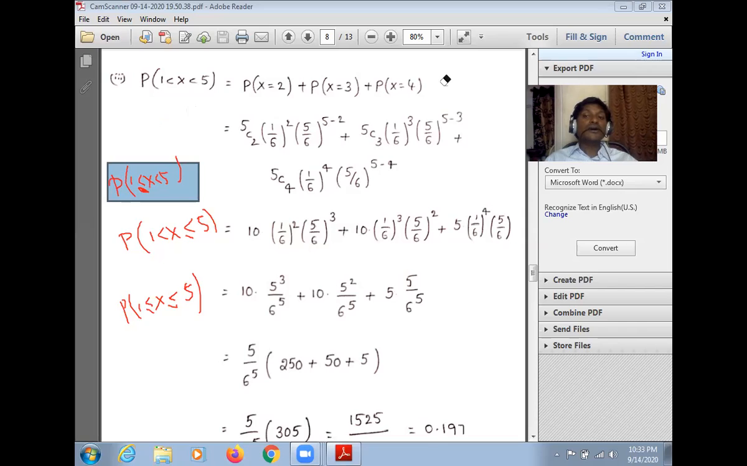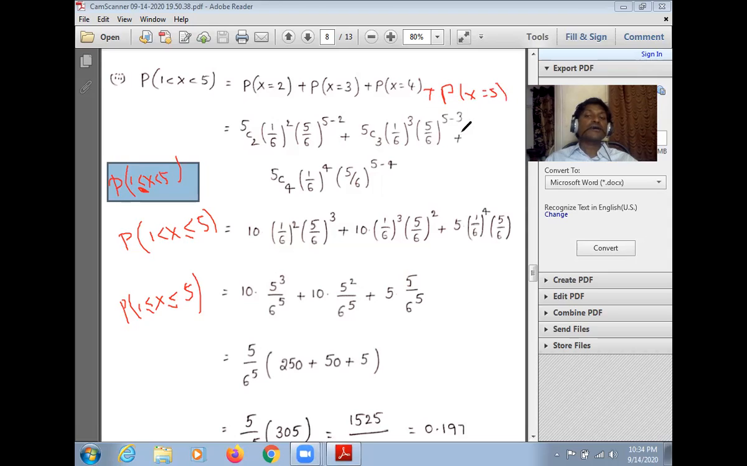suppose they mentioned p of 1 less than x less than or equal to 5. Okay, so in that case, simply what we get, p of 1 less than x less than or equal to 5 means simply we'll get x is equal to 2, x is equal to 3, x is equal to 4. Along with that, what we'll get here, p of x is equal to 5.